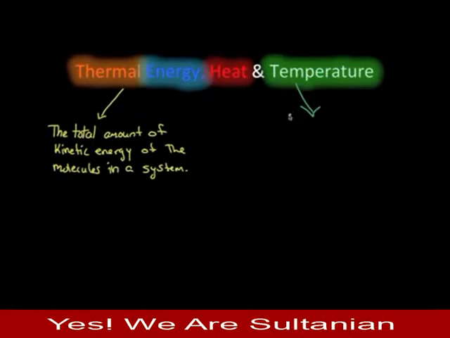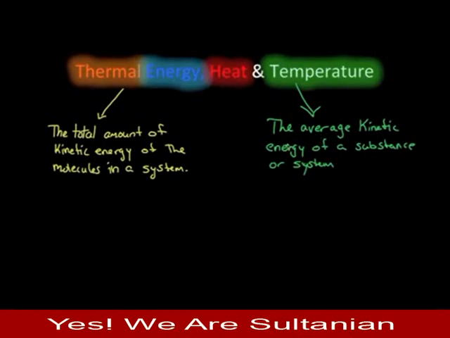Temperature, on the other hand, is defined as the average kinetic energy of a substance or a system. Average kinetic energy is basically a synonym for temperature. Okay, so temperature is a measure of the average kinetic energy of a substance or the particles in a substance and does not depend on the size or the type of the object. Whereas thermal energy is the total amount of kinetic energy of the molecules in a substance. So the size of the substance and the mass of the substance will have an effect on the total thermal energy of that substance or system.